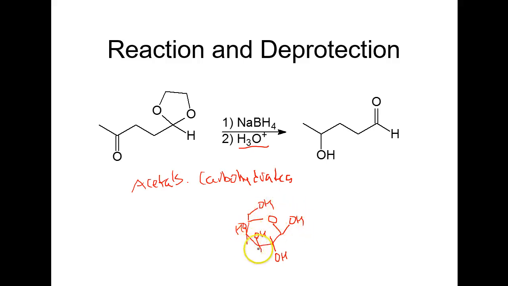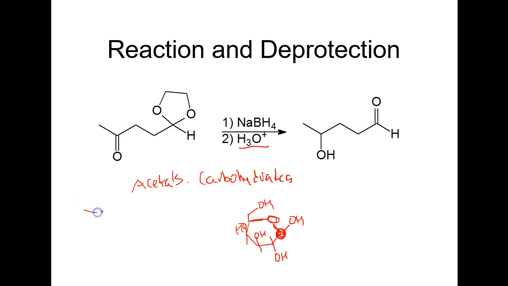But this is a structure of a sugar, and you can see this carbon right here is a hemiacetal. You've got an OH, and it's attached to this oxygen, which is attached to a carbon. So carbohydrates have this. This is a main structure of glucose.